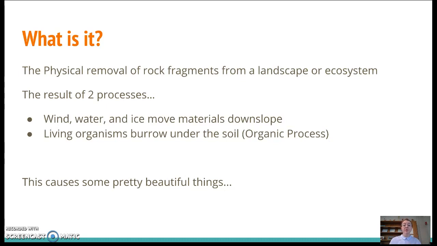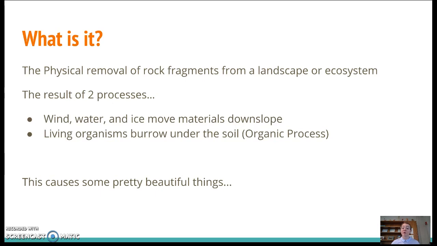We see wind through things like dust storms. We had the Dust Bowl in the Midwest. We see it through water. Rivers are going to take sediment and deposit it downstream. Ice, we looked at glaciers in our lab. That's going to move rock material from one place to another.